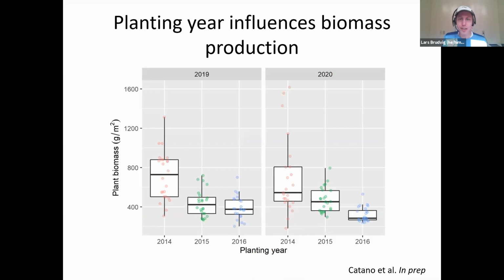So we're looking first at above ground biomass, and what we see is that the planting year seems to matter for how productive these plots are. And in particular, the plots planted in 2016 and maybe to an extent 2015 have lower biomass production. We again have this challenge of the plots being different ages, but what we can see is the same general ordering of the biomass production across the 3 planting years in 2019 and 2020, which suggests to us that planting year may be important here for how productive these plots are.